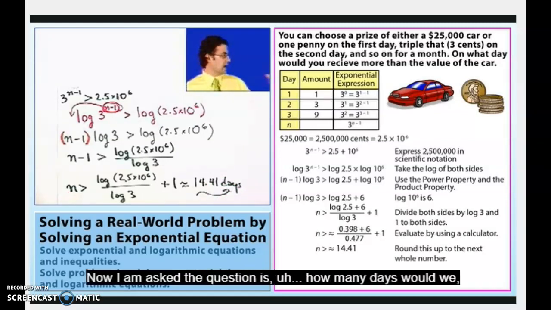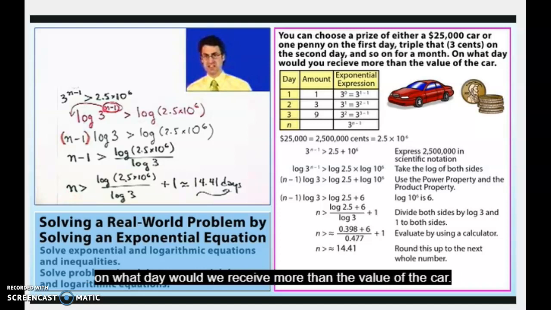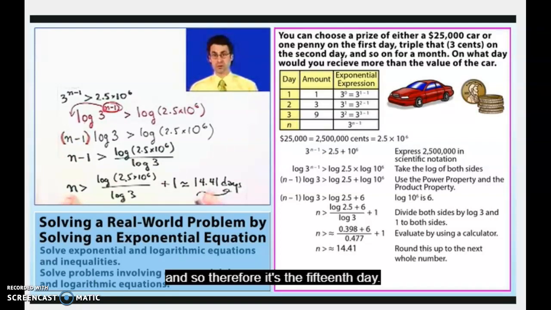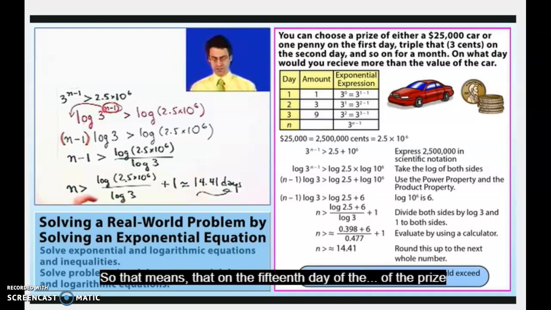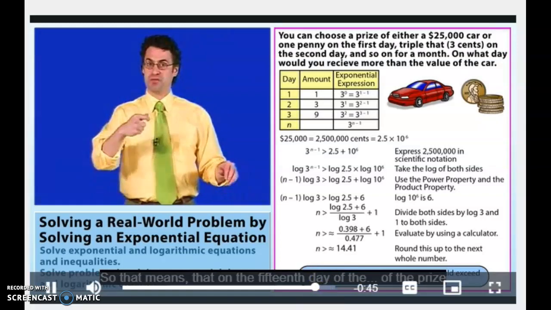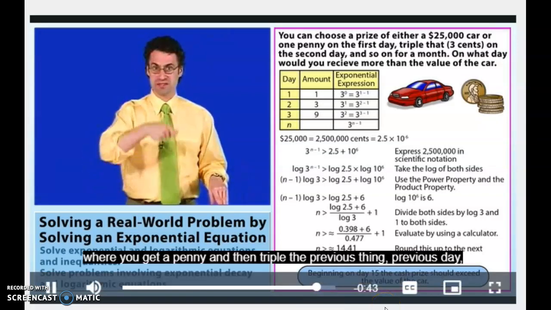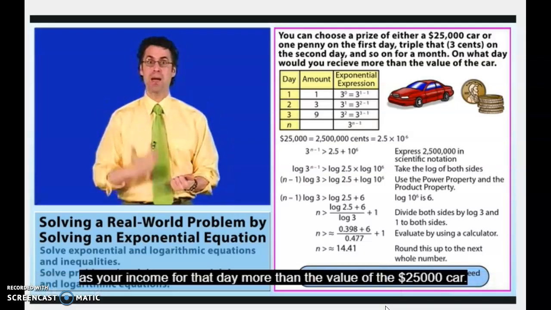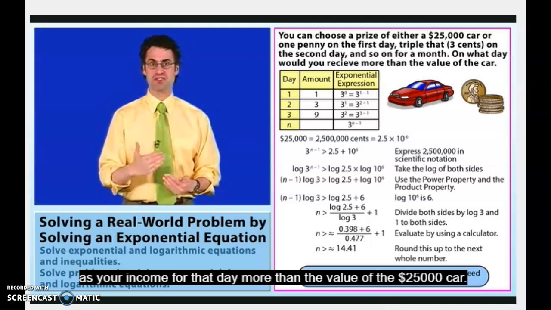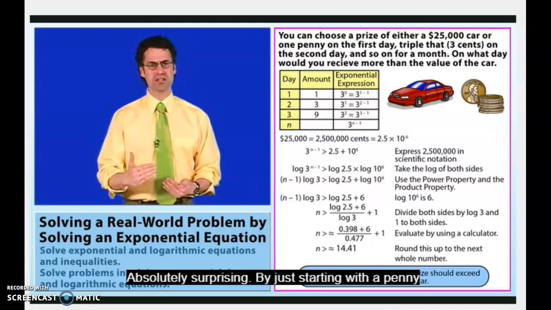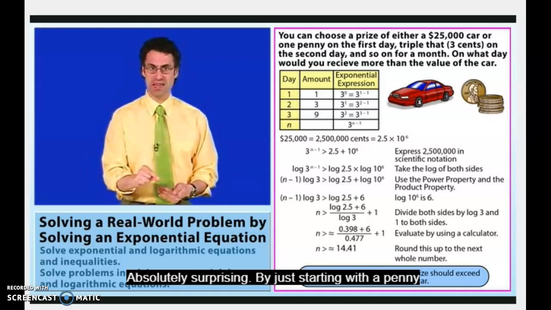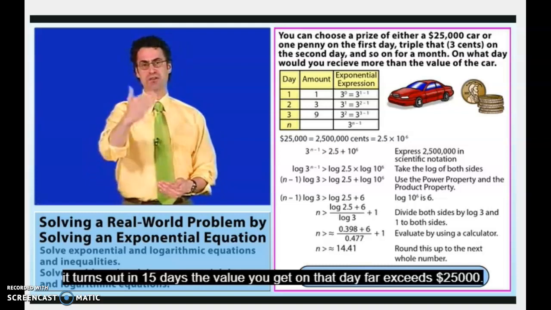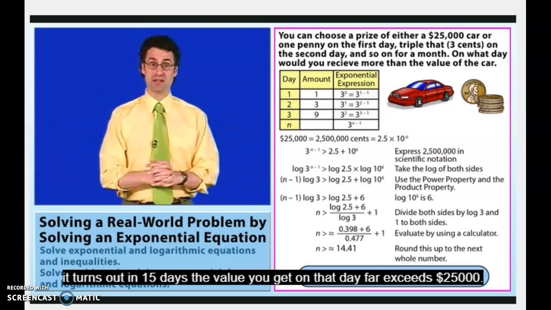Now, the question is, on what day would we receive more than the value of the car? So the day has to be bigger than the 14th day, and therefore it's the 15th day. So that means that on the 15th day of the prize, where you get a penny and then triple the previous day, you're actually going to exceed, as your income for that day, more than the value of the $25,000 car. Absolutely surprising. By just starting with a penny and using exponential growth, it turns out in 15 days, the value you get on that day far exceeds $25,000.